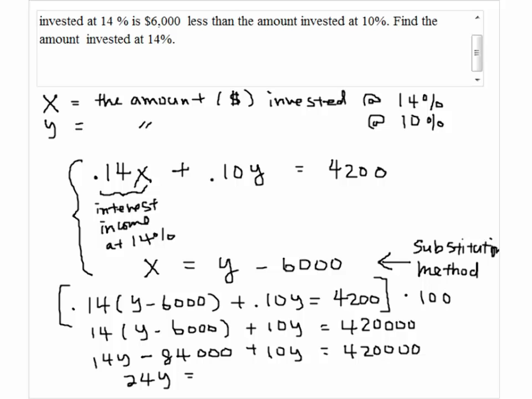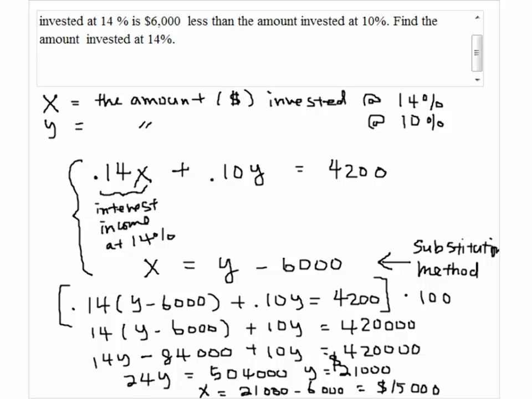24Y equals $504,000. So Y equals $21,000. To find X, simply plug in Y, which is 21,000, into X equals Y minus 6,000. So X equals 21,000 minus 6,000, which is $15,000.